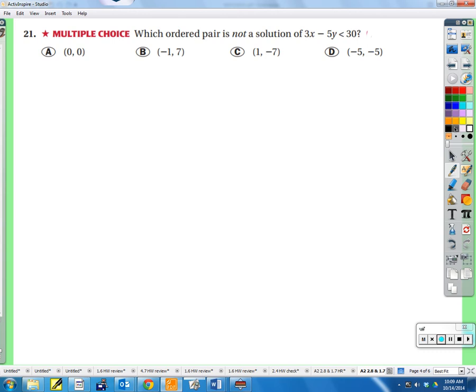So which ordered pair is not a solution? Let's consider this ordered pair. What does it mean for something to be a solution to this inequality? We have to make the inequality true.